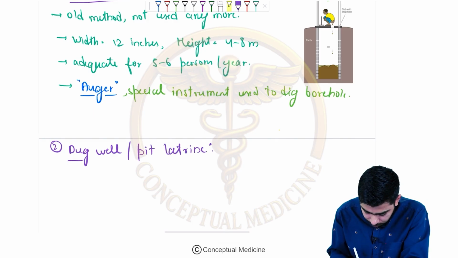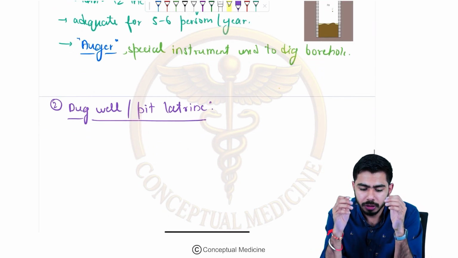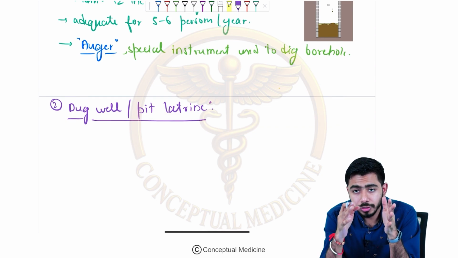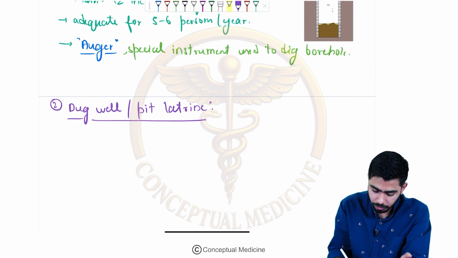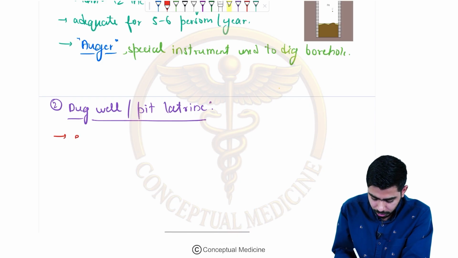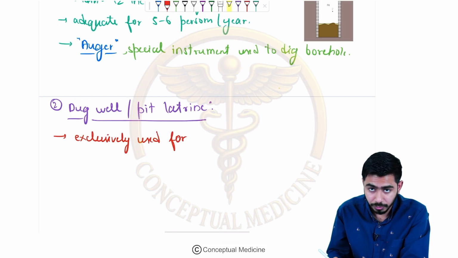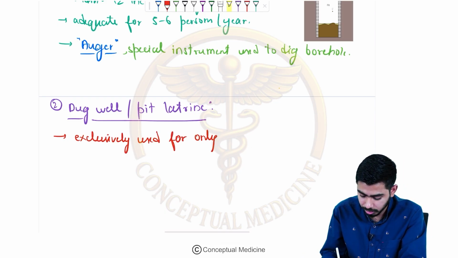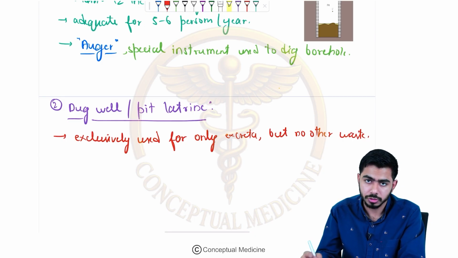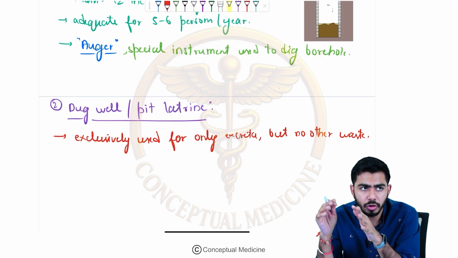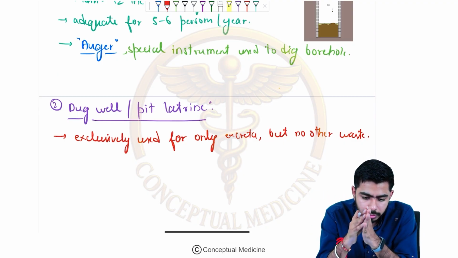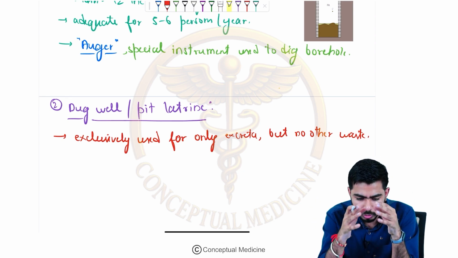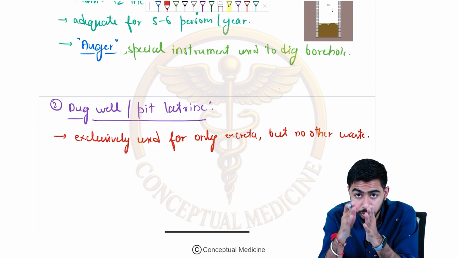In this particular method, it is used exclusively for excreta only, not for any other kind of waste. That is an important point you need to remember: for better efficiency of the system, it should be used only for excreta, but no other waste. The next point is that the width of this method should be around 30 inches and the height should be around 3 to 4 meters.